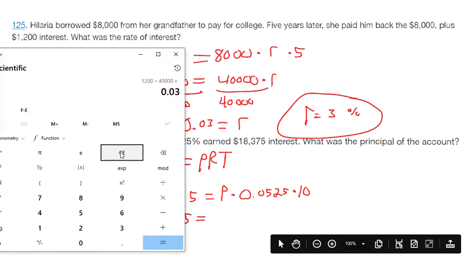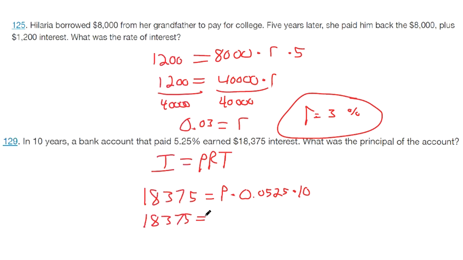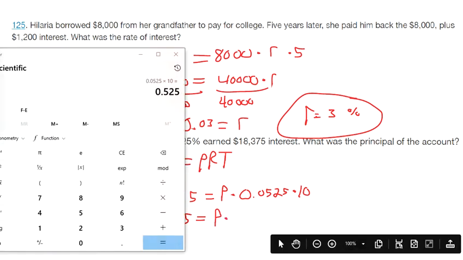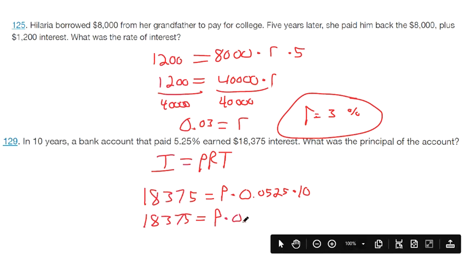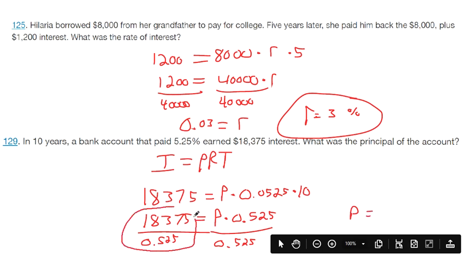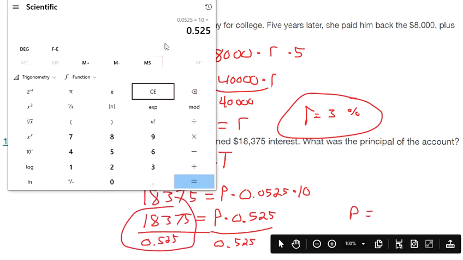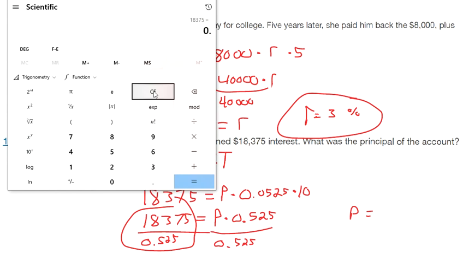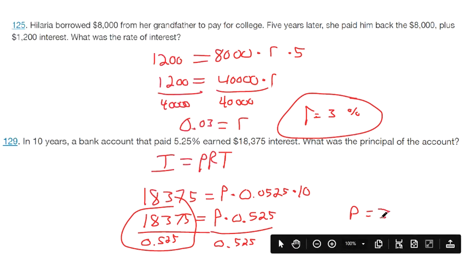And so if we multiply those numbers, 0.0525 times 10, that makes P times 0.525. And then to get P by itself, we divide both sides by 0.525. So P is going to equal this right here, okay? $35,000 was the starting amount.